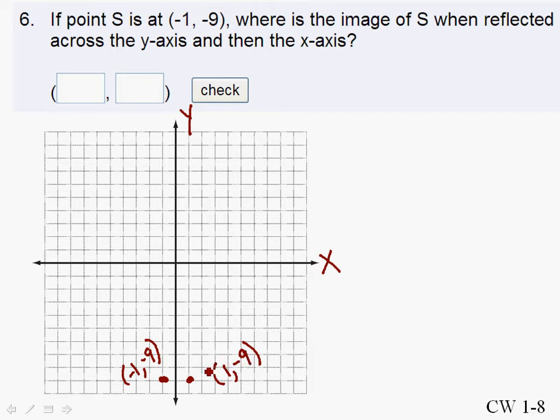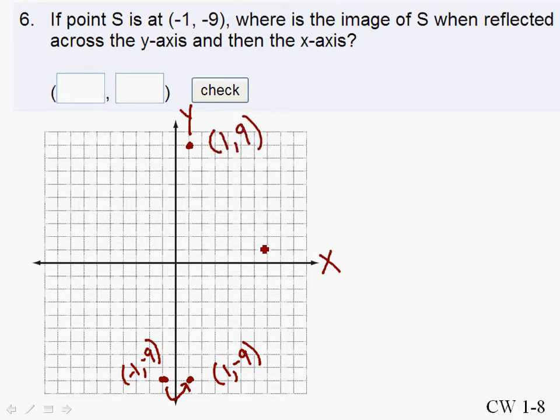Then we're going to reflect this point here. This is our second one. We're going to reflect it over the x-axis. So we went from here to here. Now we're reflecting over the x-axis. So we're going 9 to get here, and we have to go an additional 9 to get here. So that's the reflection across the x-axis. So that's 1, comma, 9.